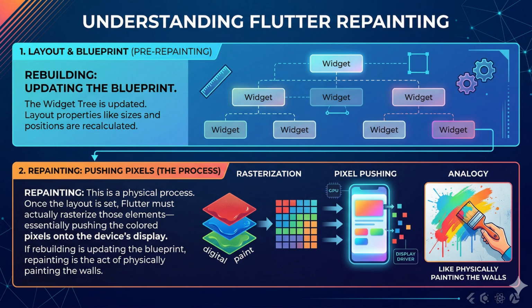Repainting is a physical process. Once the layout is set, Flutter must actually rasterize those elements, essentially pushing the colored pixels onto the device display. If rebuilding is updating the blueprint, repainting is the act of physically painting the wall.